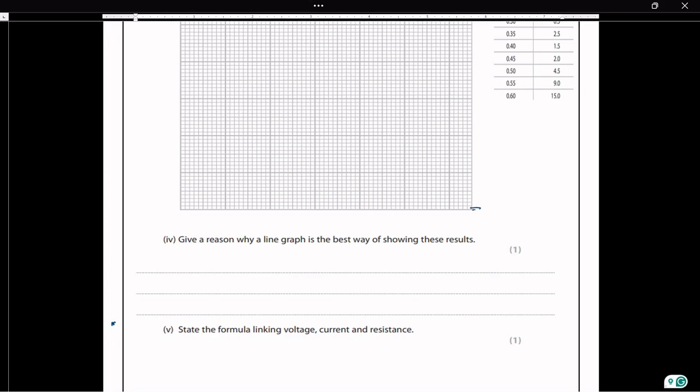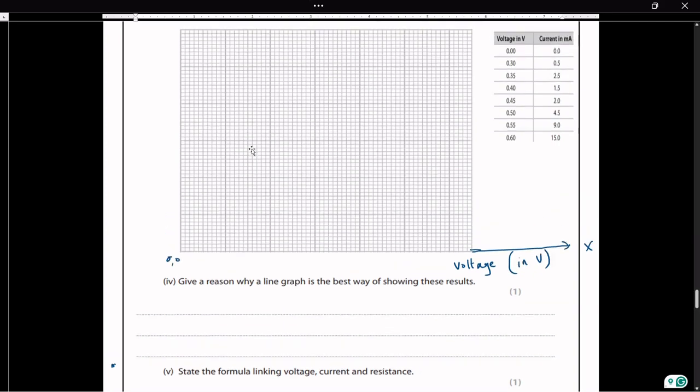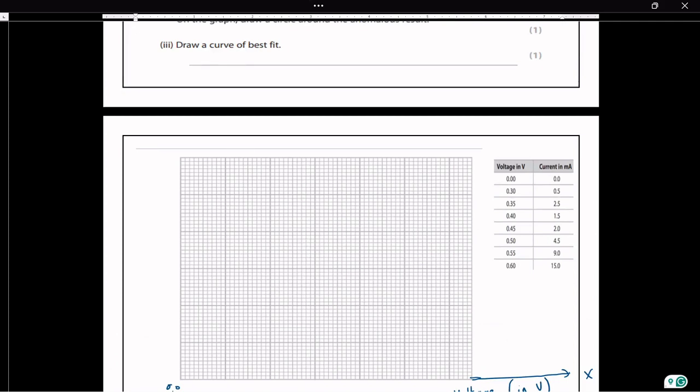So this is the x-axis. On the x-axis we mark the voltage. Label the x and y axis. Voltage in volts, and this is 0, 0, and the current axis is the y axis. So current, and it is measured in milliamps.